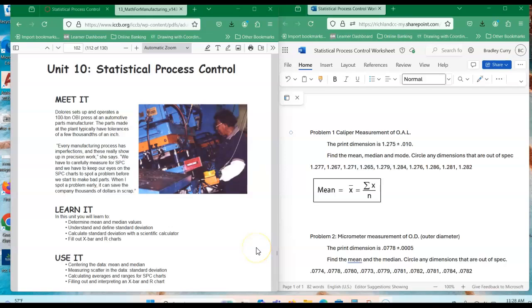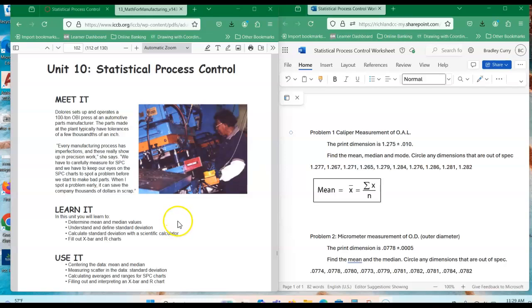All right, so we are going to practice a little bit of statistical process control using the Math for Manufacturing workbook that was put out by Ray Prendergast from Daley College up in Chicago. This is a good resource material that he created quite a few years ago. He's since retired, and I wish him well in his retirement.